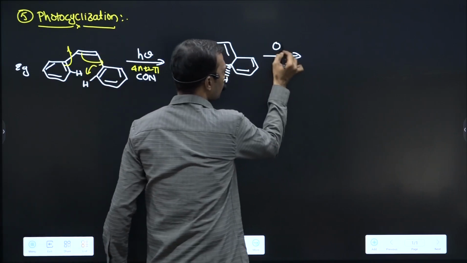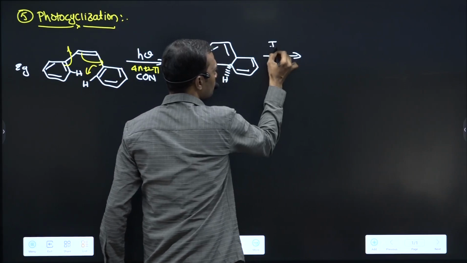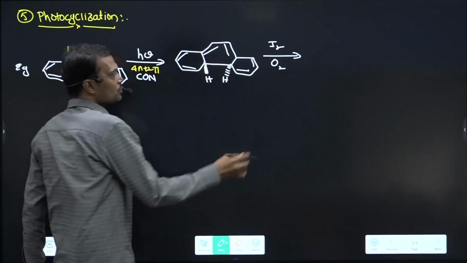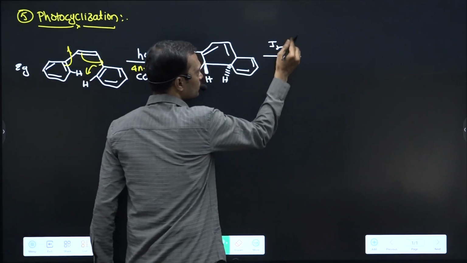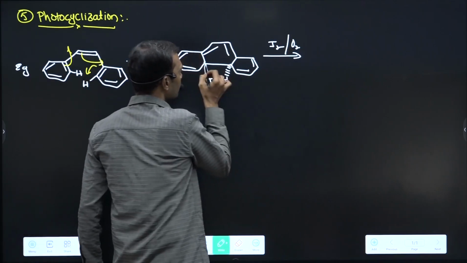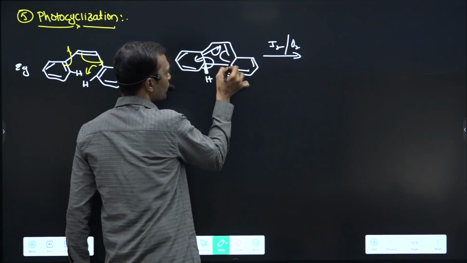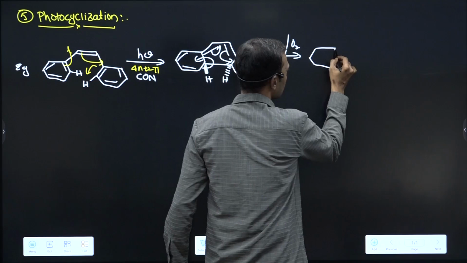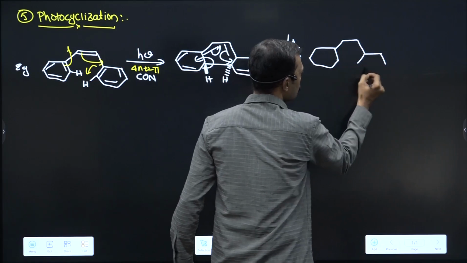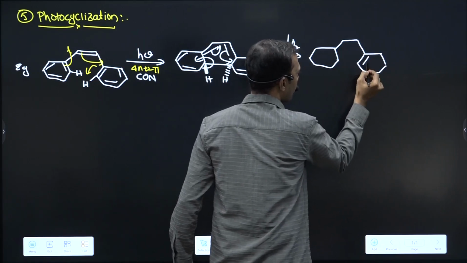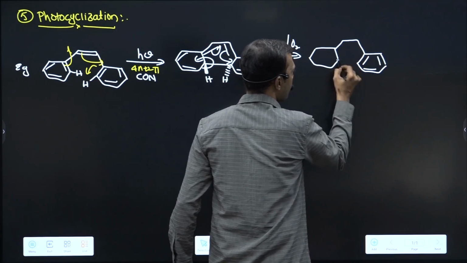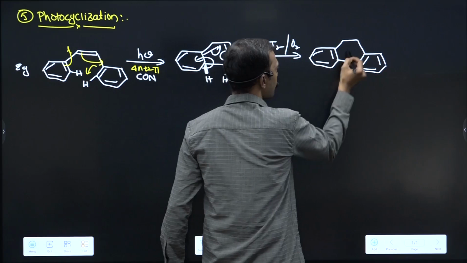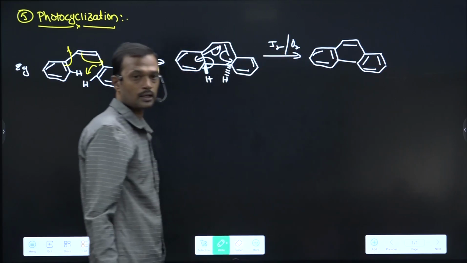Then this will undergo cyclization by using iodine in presence of oxygen. Iodine in oxygen, otherwise you can write it like this. Iodine in oxygen is an oxidation reaction where you will expect a cyclization. So once it is cyclized, you will get this. This reaction is also given in the exam. That is the answer, the cyclization product.